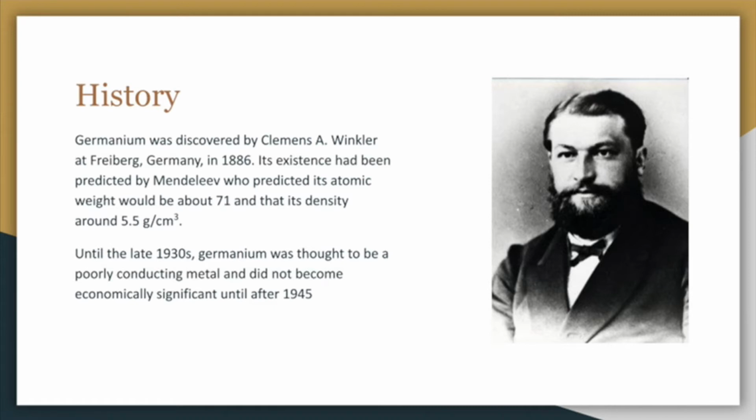By February 1886, he realized it was a new metal-like element, its properties were revealed, and it became clear that it was the missing element below silicon as Mendeleev had predicted. Until the late 1930s, germanium was thought to be a poorly conducting metal and did not become economically significant until after 1945, when its properties as an electronic semiconductor were recognized. During World War II, small amounts of germanium were used in some special electronic devices, such as diodes.